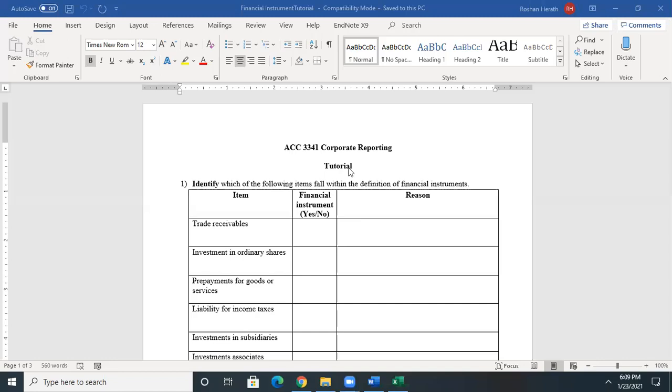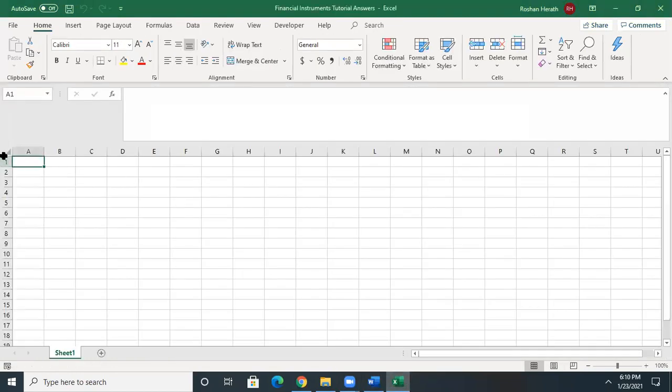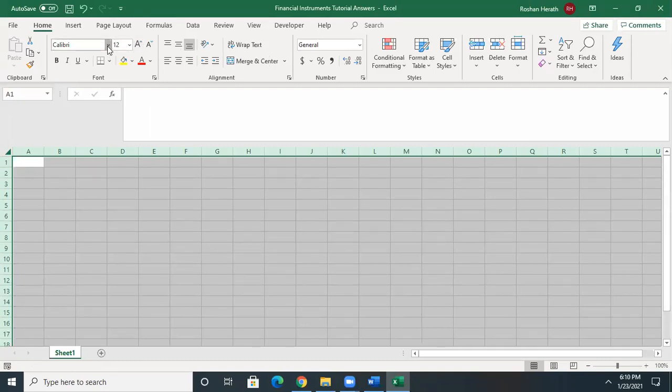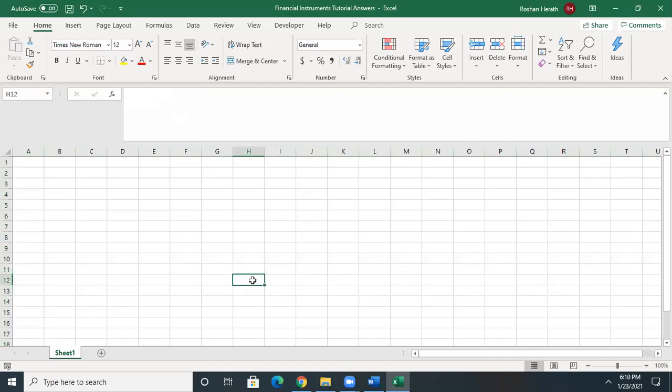Okay. Having said that, let us have a look at the tutorial. The first question is directed to check your knowledge on the definition of a financial instrument. Before I go to this question, I would like to discuss with you what a financial instrument is. As per the standards, you would have been exposed to the definition of a financial instrument. What was that?